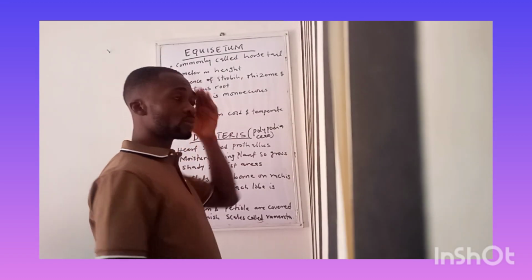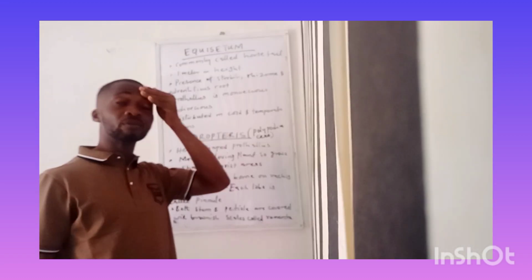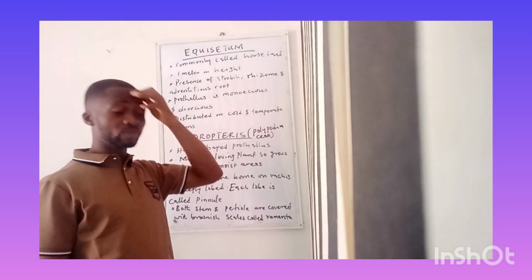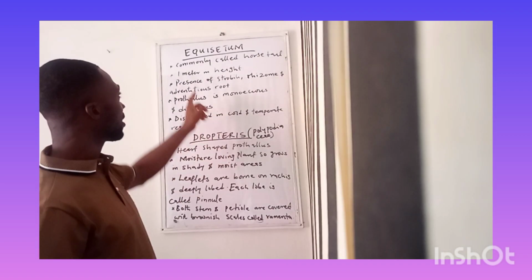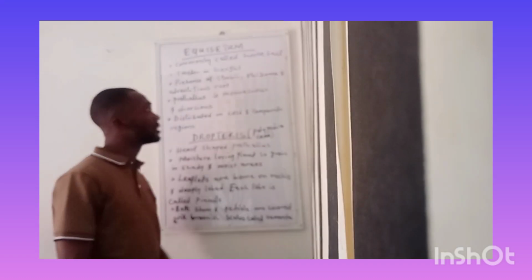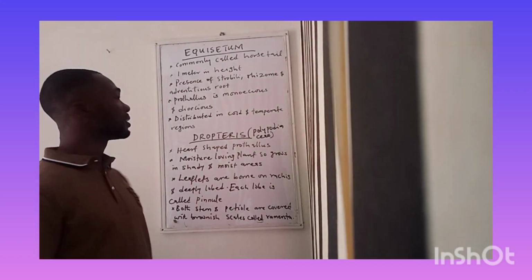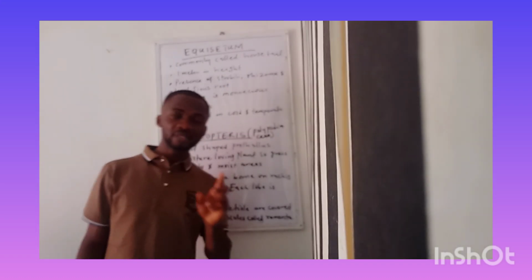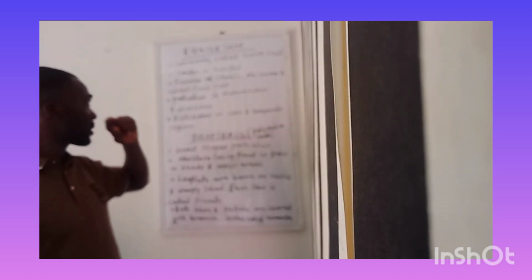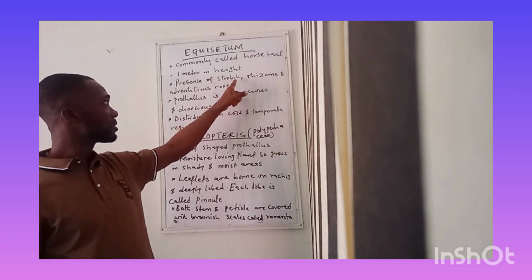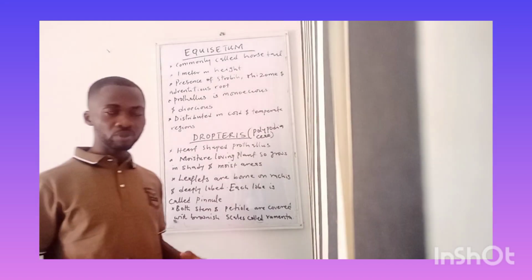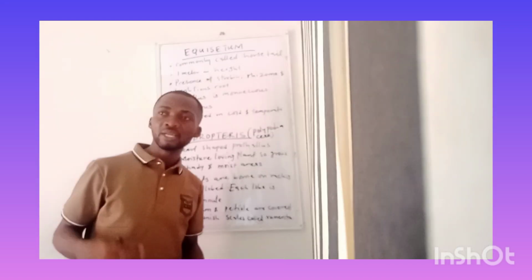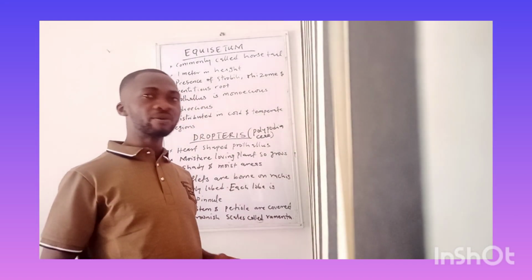Then it does not exceed 1 meter in height. The height of this plant is within the range of 1 meter. Then of course we have presence of strobili, the rhizome, and the adventitious root. These characteristics, if you can remember, I mentioned the presence of a strobilus. Strobili is a plural of strobilus, and don't also forget that it is also called the sporangiferous spike.